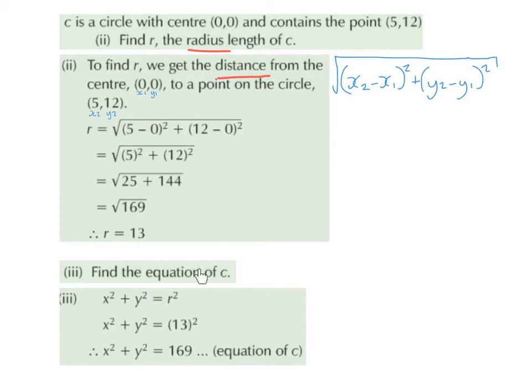Part 3, find the equation of C. So since this circle has a center of 0, 0, we can use this formula, which is x squared plus y squared equals r squared. So we found the radius to be 13 in part 2. So all we have to do is swap r squared for 13 squared, and 13 squared is 169. Therefore, x squared plus y squared equals 169 is the equation of C, the circle.